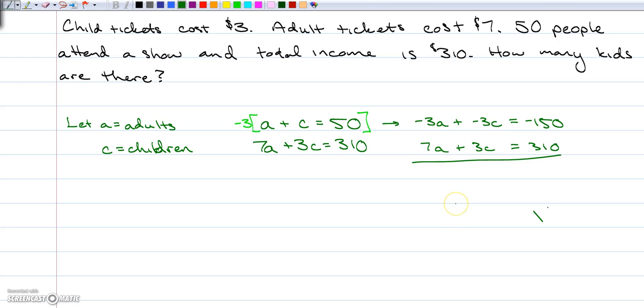I'm going with 4A equals 160. Remember, this is elimination. We said that if you can get the coefficients to match, one of them positive and one of them negative, they will cancel each other out.